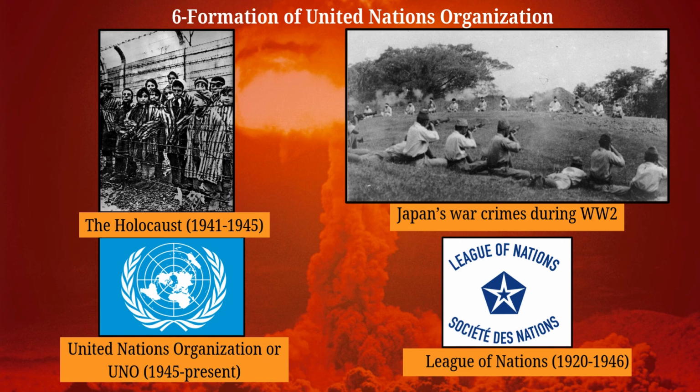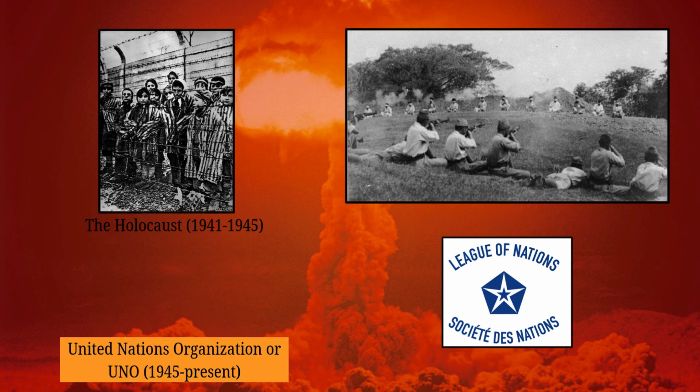To avoid another world war, the United Nations organization was established on 24th October 1945. It also ensures that no violation of human rights happens. Before it, the League of Nations was established after World War I with the same goal, but it failed when World War II started and was dissolved in 1946 with its powers and functions transferred to the UNO.